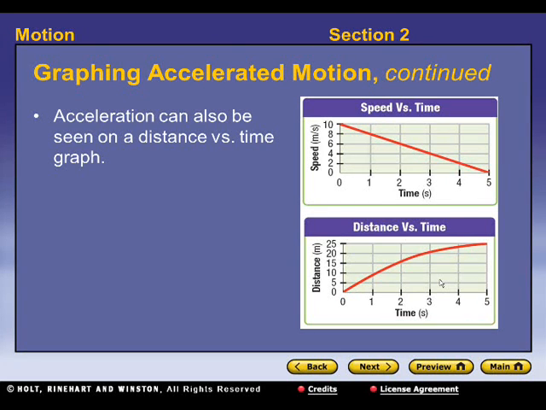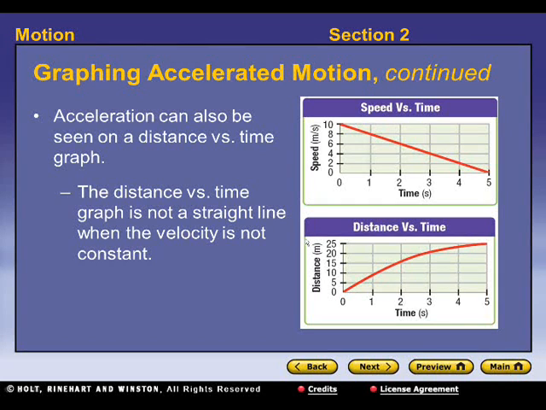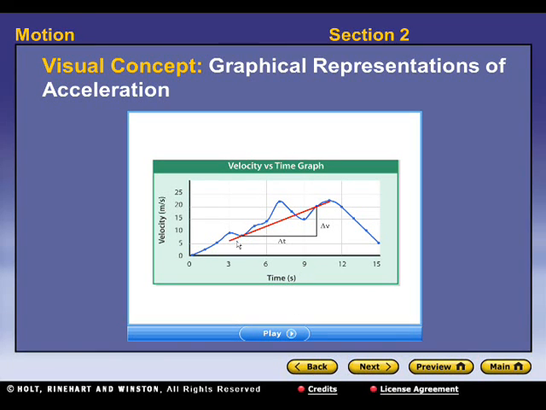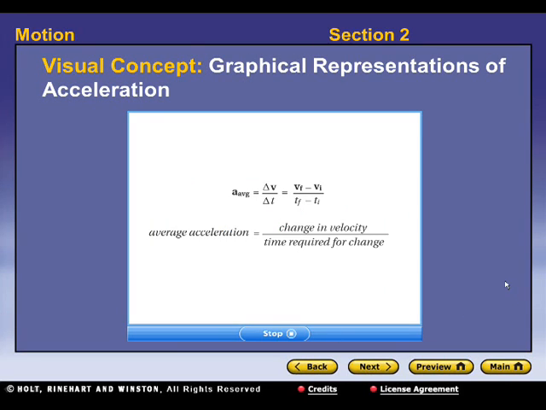So acceleration can also be seen on a distance time graph. As you see here on a distance time graph, right here in the bottom portion, it has a curve to it. On a distance time graph, if there's any curve whatsoever, that means some kind of acceleration. And remember, acceleration could also be negative, which means the object is slowing down. So the distance time graph is not a straight line, so the velocity is not constant, which means there is an acceleration. And the curved line indicates that it is under acceleration. So let's watch another video here about velocity time graphs.